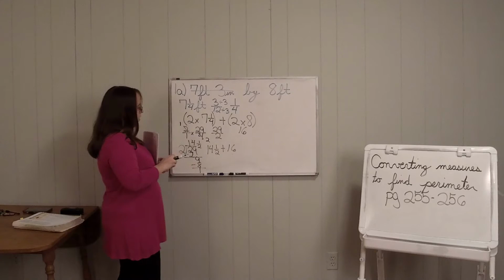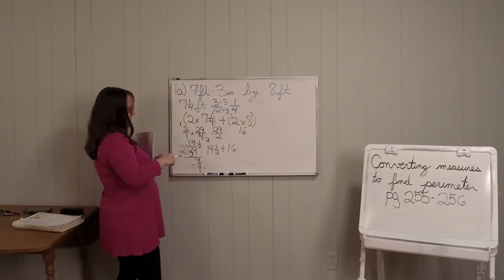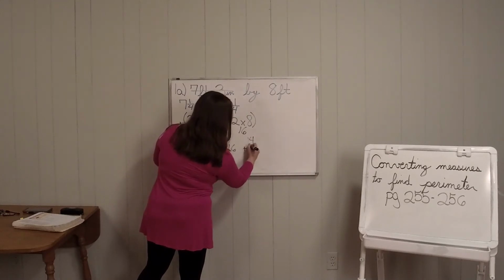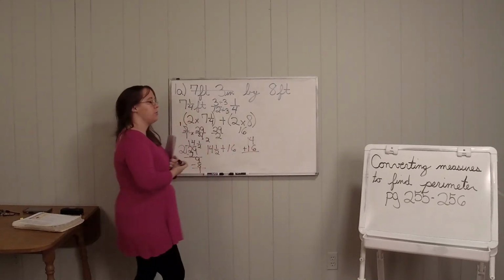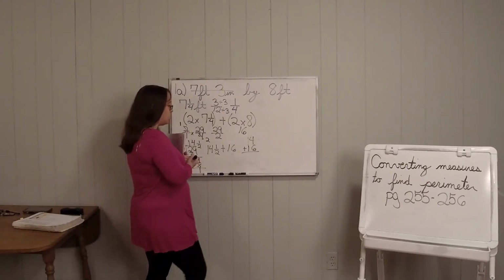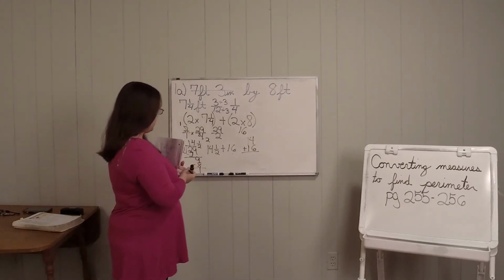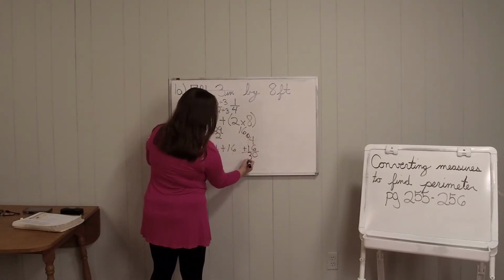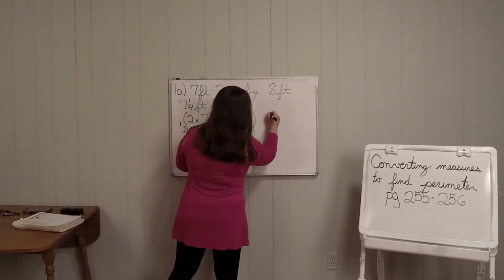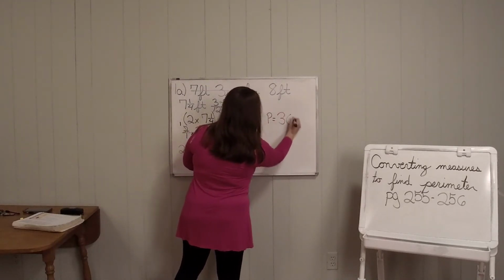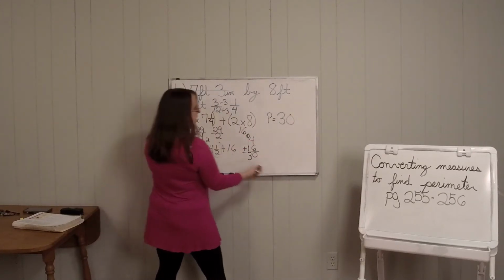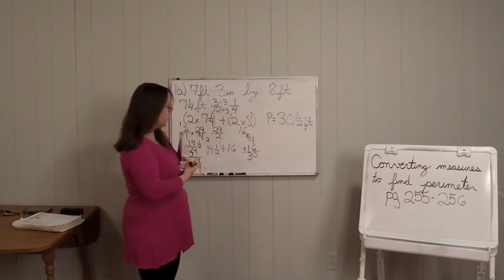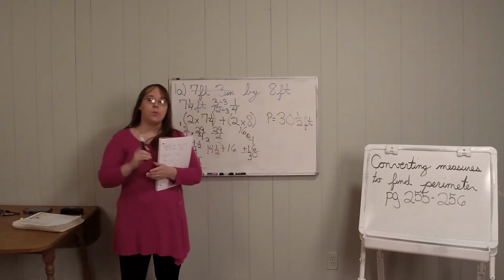Okay, so you have 14 plus 16 are your whole numbers. So 14 plus 16, do your whole numbers. 4 plus 6 is 10. Carry your 1. That's 30. So your perimeter equals 30. Can't forget that fraction that you had. And 1/2 feet is your answer.